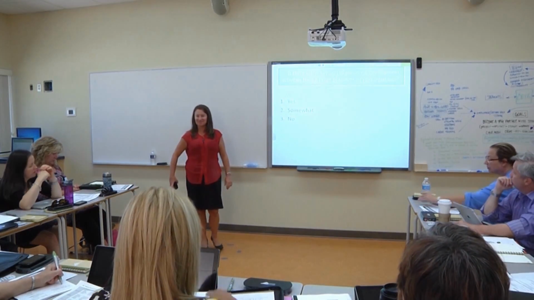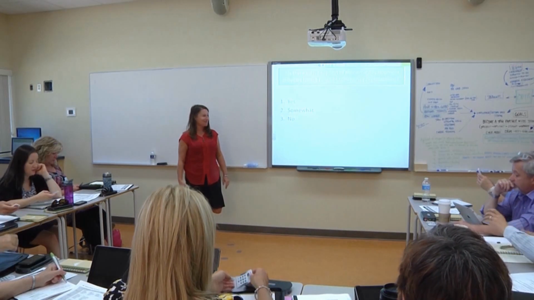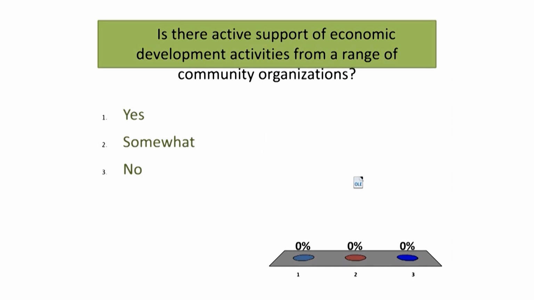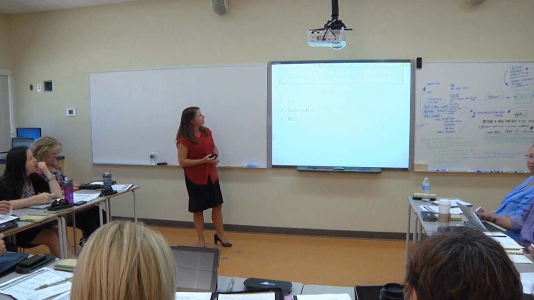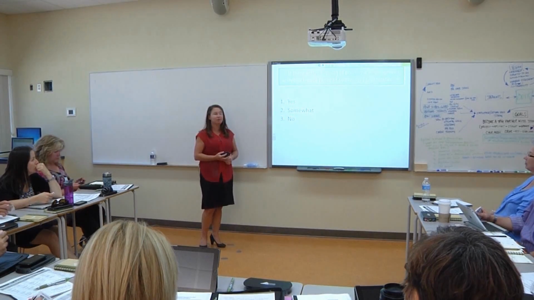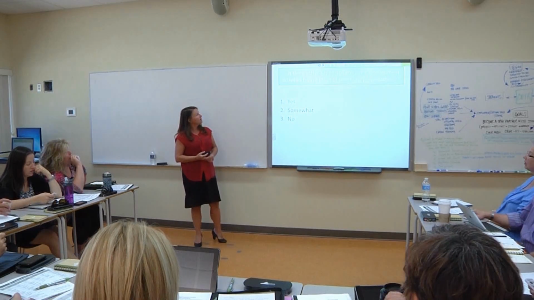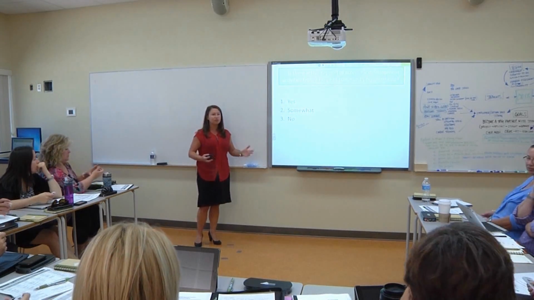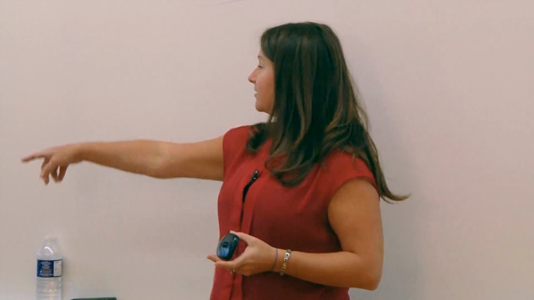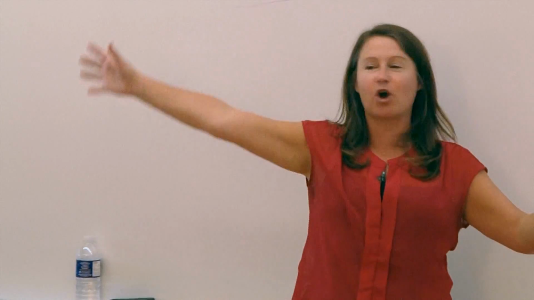Okay, clicker time. Grab your clickers. So basically you're going to select 1, 2, or 3. You only get to select once, and you can start selecting anytime. My question is: is there active support of economic development activities from a range of community organizations? So do you have a range of groups that are interested or involved somehow in economic development? And you can just point it wherever you want.